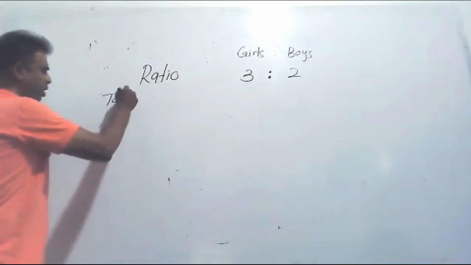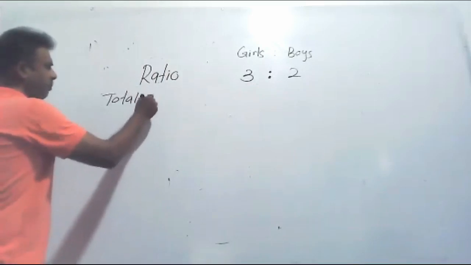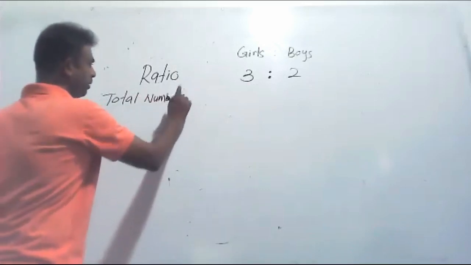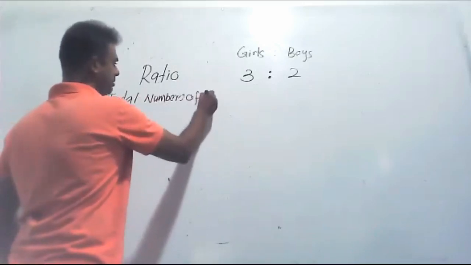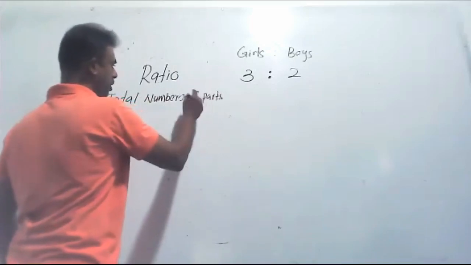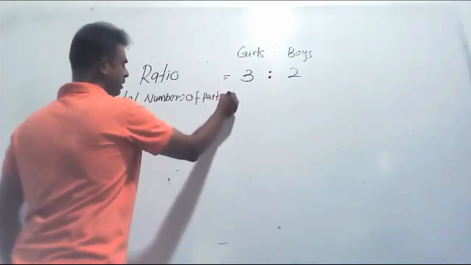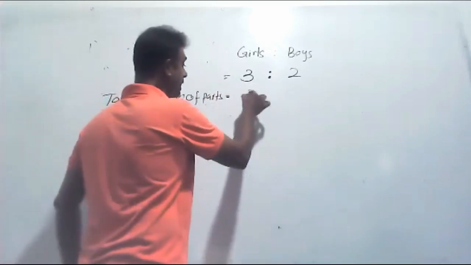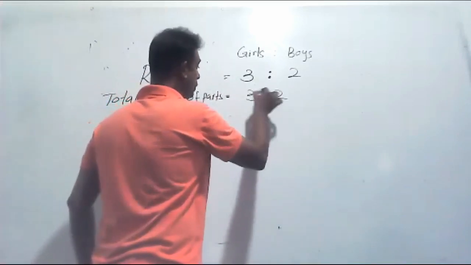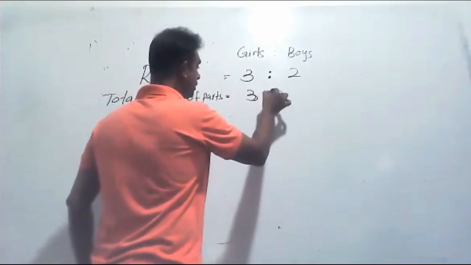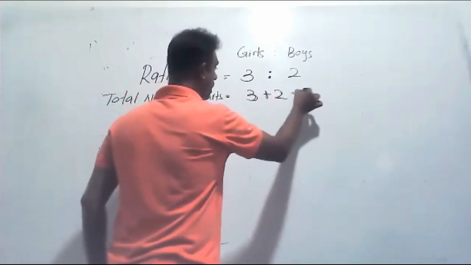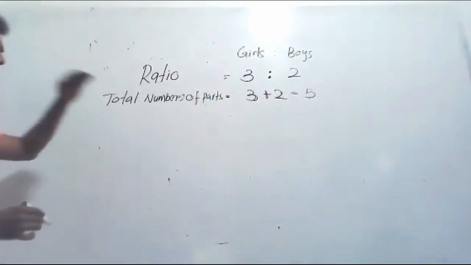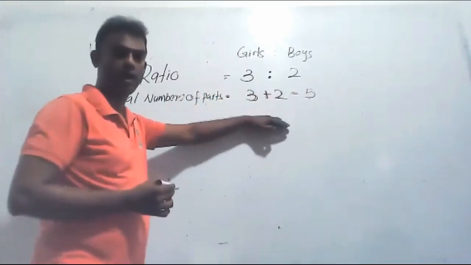Next, total number of parts equals 3 plus 2, which equals 5. This is the total number of parts.